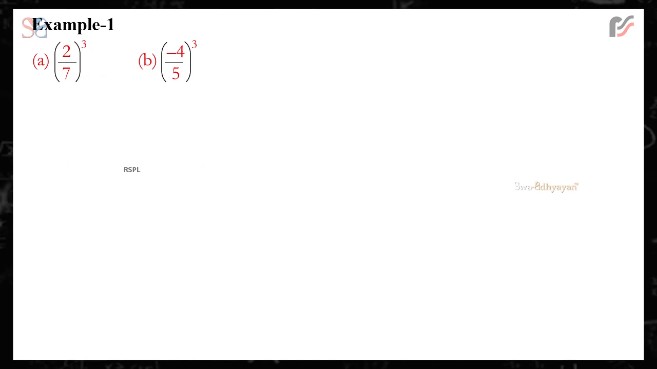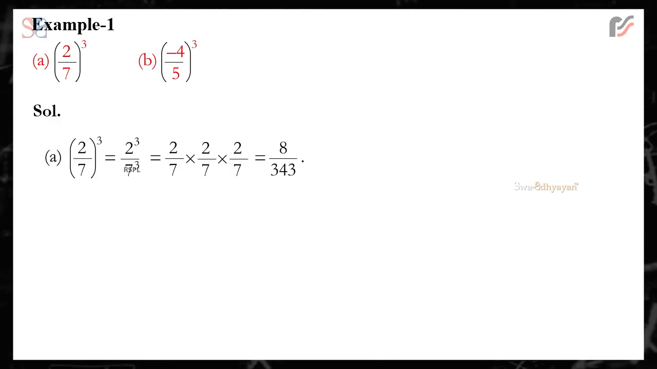Example 1. A. 2 by 7 whole raised to the power 3. B. Minus 4 by 5 whole raised to the power 3. Solution. A. 2 by 7 whole raised to the power 3 is equal to 2 raised to the power 3 by 7 raised to the power 3, which is equal to 2 by 7 into 2 by 7 into 2 by 7, which is equal to 8 by 343.